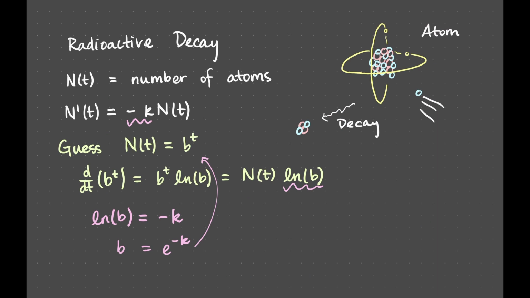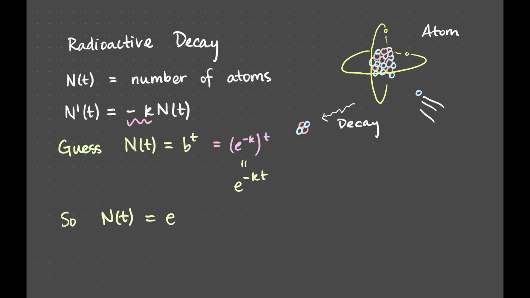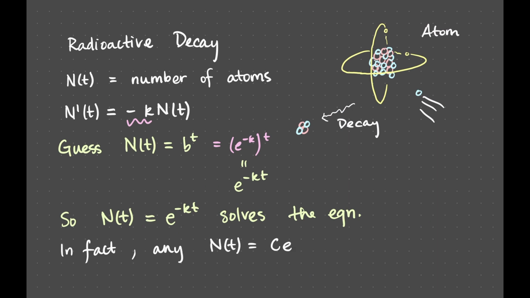Putting this back into our guess then, we obtain a solution of the differential equation. N of t equals e to the minus k, all raised to the power of t. In other words, n of t equals e to the minus kt. It turns out that this isn't the only solution though. Actually, any function of the form c times e to the minus kt will solve the differential equation, and the constant c just indicates the original amount of the substance at time t equals 0. Because indeed, when we plug in t equals 0 into this expression, we obtain c times 1.